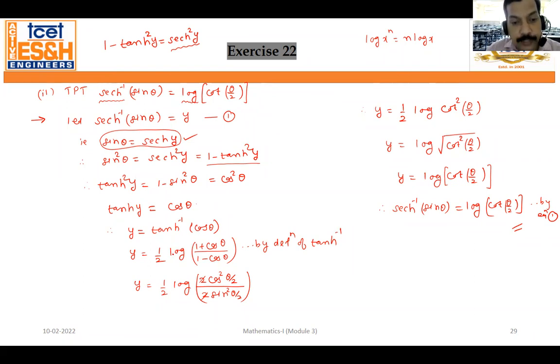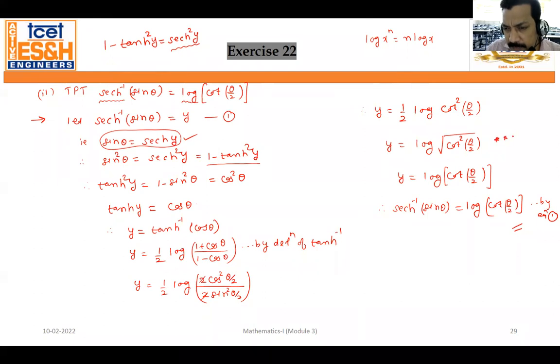And then I literally use a definition of tan hyperbolic inverse. So by definition of tan hyperbolic inverse, I get 1 by 2 log of 1 plus x upon 1 minus x, मतलब 1 plus cos theta upon 1 minus cos theta. So it is 1 by 2 times log of 1 plus cos theta is nothing but 2 cos square theta by 2, and 1 minus cos theta is nothing but 2 sin square theta by 2. So this 2 get cancelled. Cos square upon sin square becomes cot square. Okay, so we get 1 by 2 log of cot square theta by 2. That is log of cot square theta by 2 raised to half, matlab under root of cot square theta by 2.